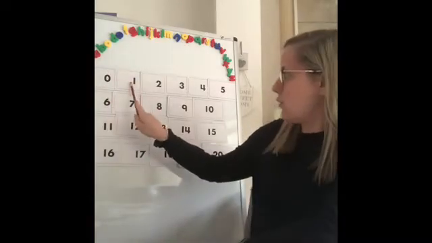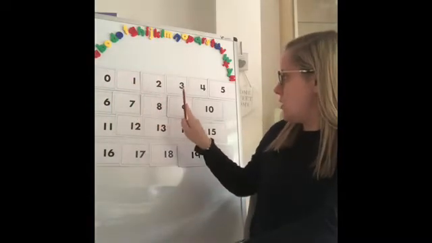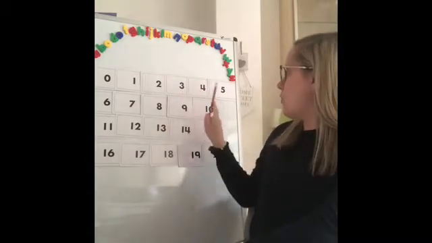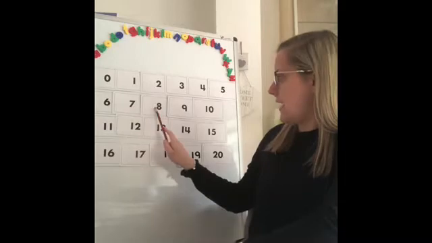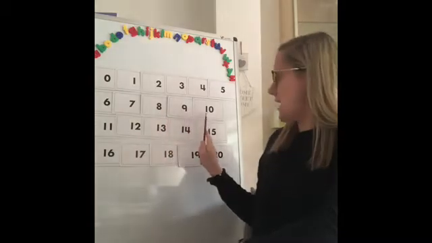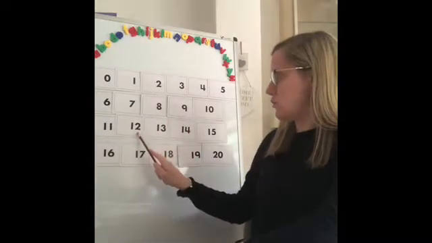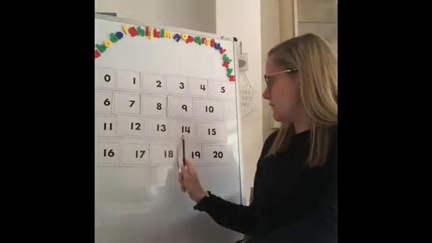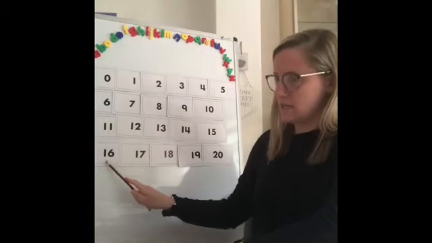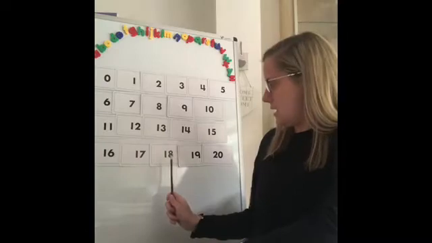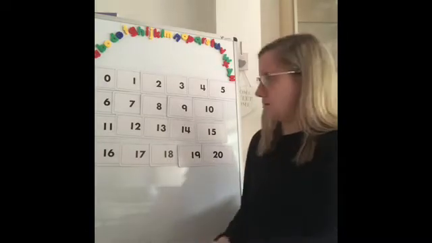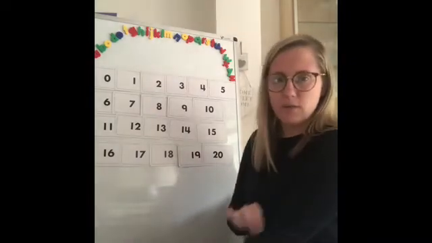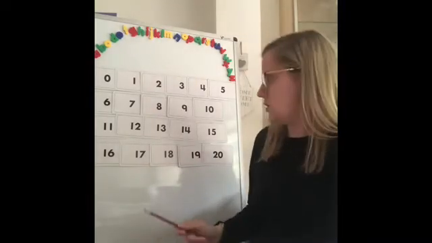0, 1, 2, 3, 4, 5, 6, 7, 8, 9, 10, 11, 12, 13, 14, 15, 16, 17, 18, 19, 20. Well done. I'm just going to point to a number and I want you to tell me what number I'm pointing to.